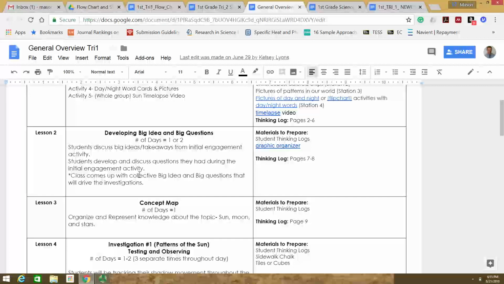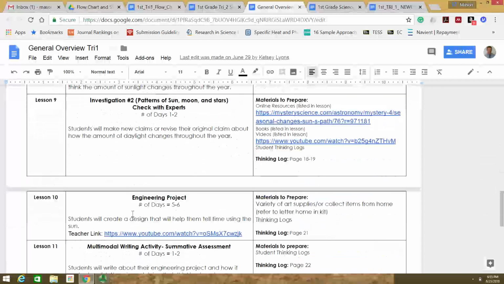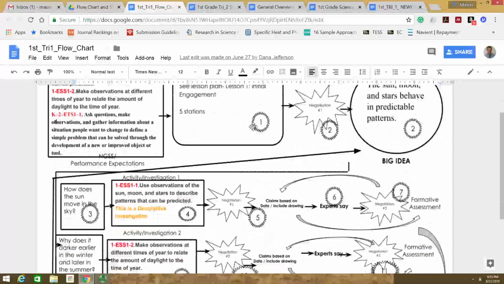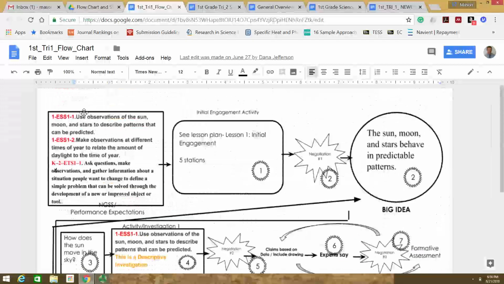And so just a short little description here, but then you'll see these little starbursts throughout. This is just supposed to show you that this is lesson 1, and then lesson 2 is your negotiation after the first lesson. And then in that lesson 2, you'd also create the big idea. Down here, lesson 3, you'll develop the question and the investigation. Lesson 4, you'll actually do the investigation. Lesson 5, you'll have your negotiation after you collect data from the investigation. Lesson 6, you'll check with the experts. Lesson 7, you'll have a second negotiation, or I guess this would be the third one. So those are what those little numbers are.